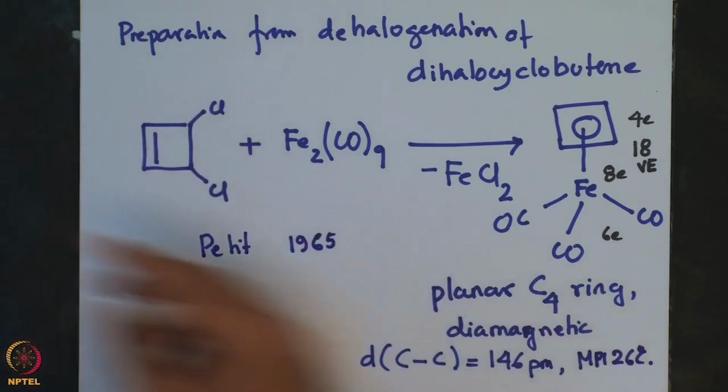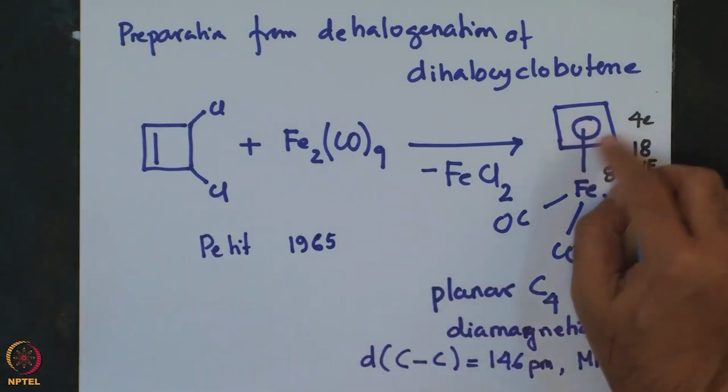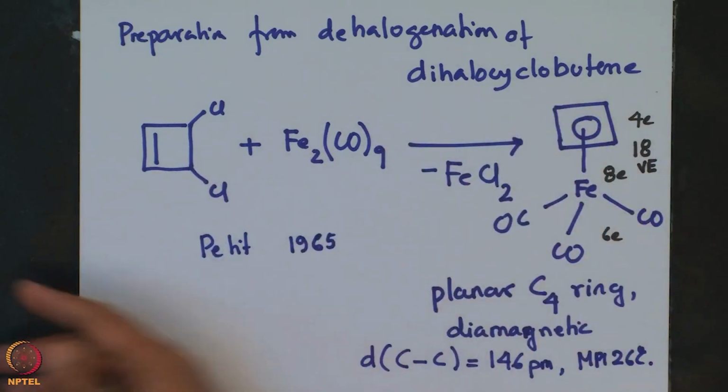So this method is similar to the nickel carbonyl method and also follows the same strategy of preparing this cyclobutadiene transition metal complex from dihalocyclobutene by dehalogenation with a nickel 0 carbonyl precursor. The second method involves preparation that uses dimerization of alkynes.